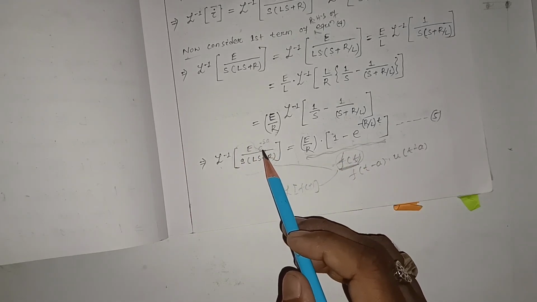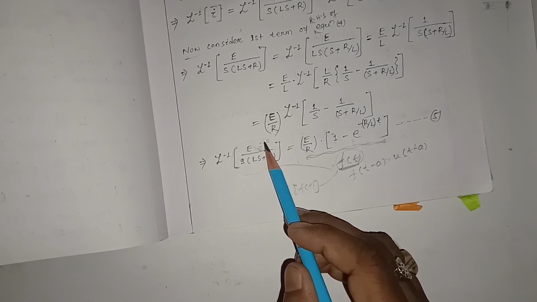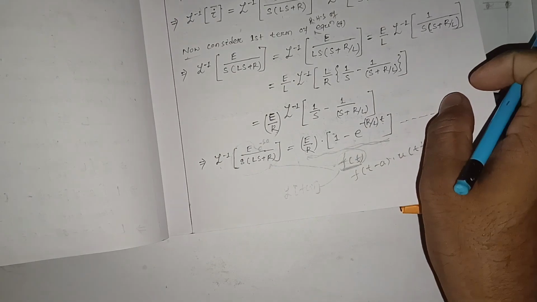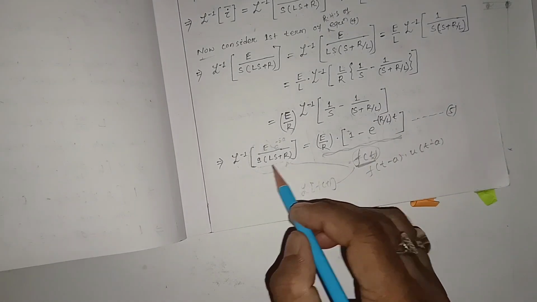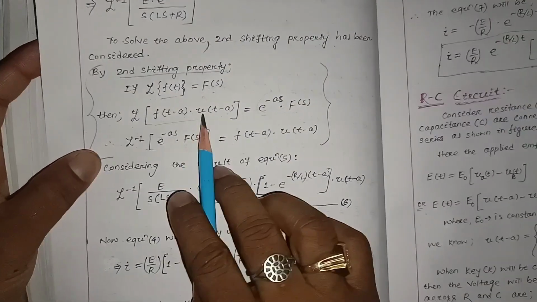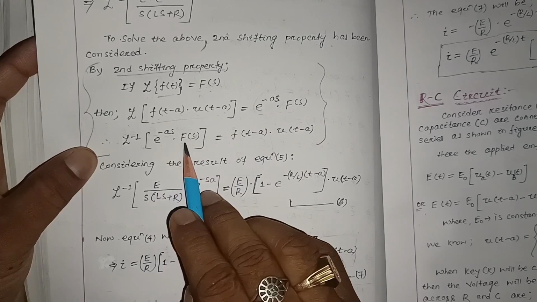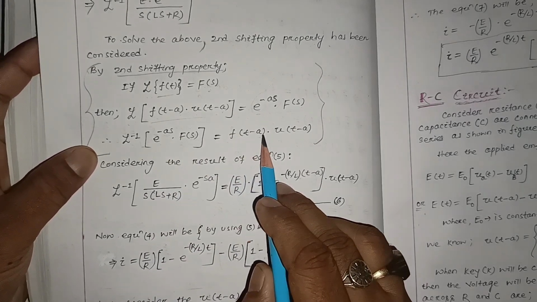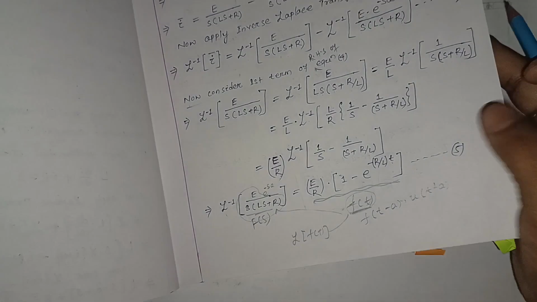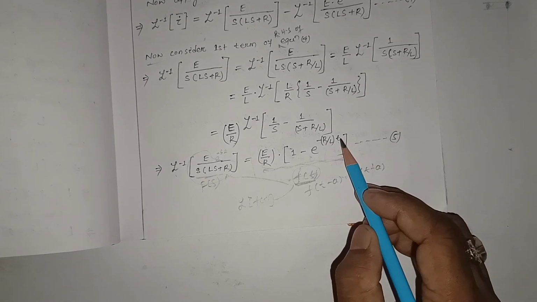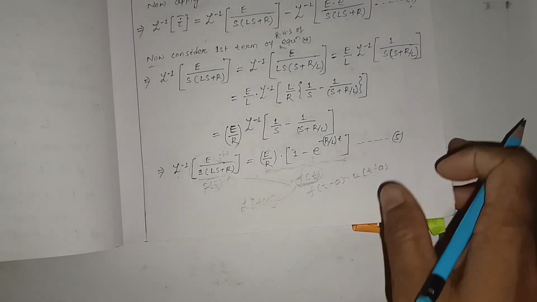So if another factor e to the minus s a is going to be multiplied with this, according to the second shifting theorem, this can also be written as capital F of s. Then according to the second shifting theorem, e to the minus a s into F of s, the corresponding f of t will be f of t minus a into u of t minus a. So here f of t will be f of t minus a, that means here t minus a into u of t minus a.